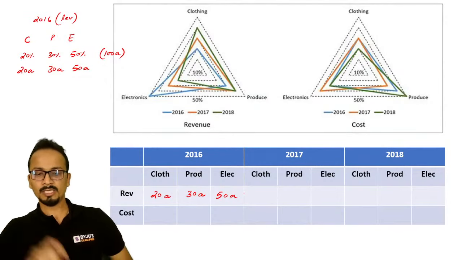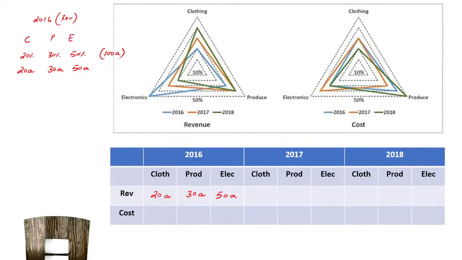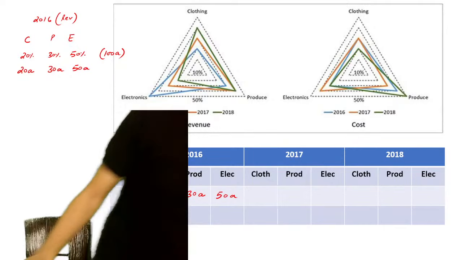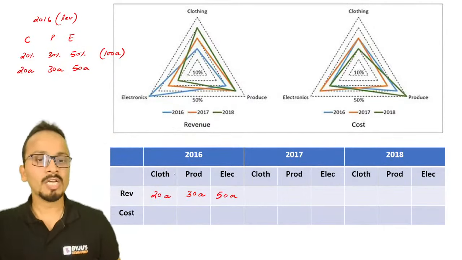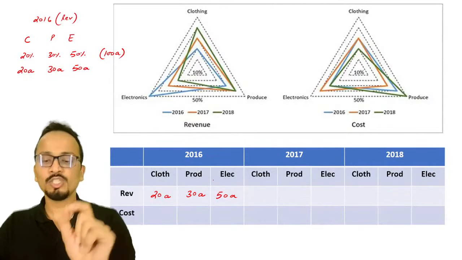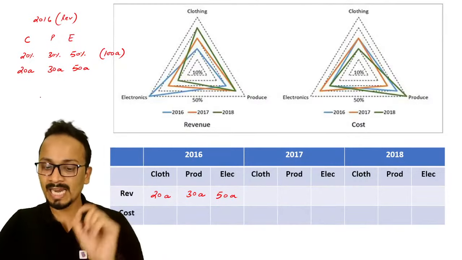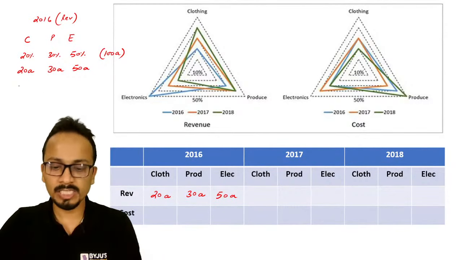Just give me a few seconds. All right, I am back. So for revenue, clothing, produce and electronics in 2016 are 20A, 30A and 50A. You will understand why I'm taking these variables.